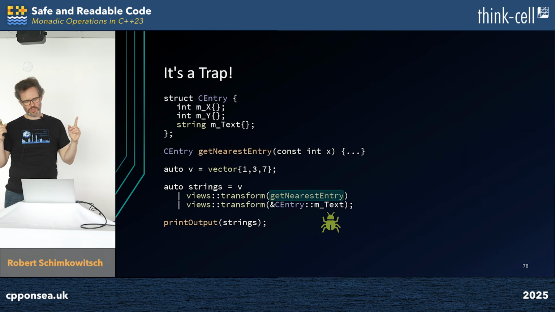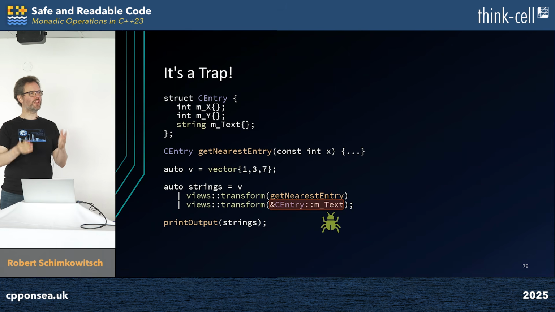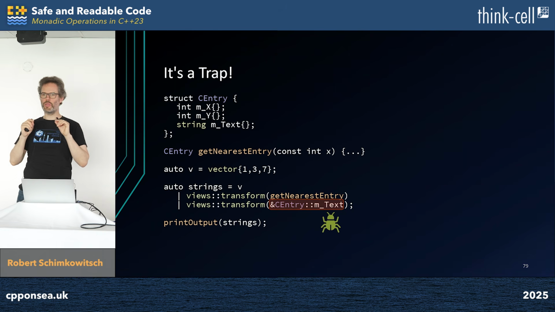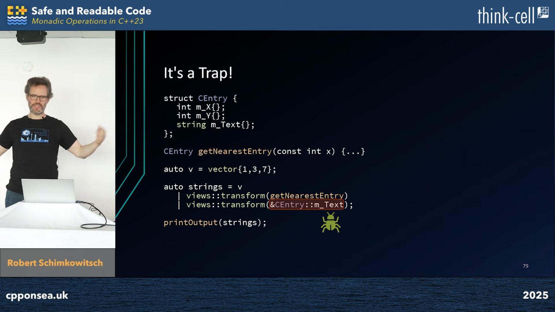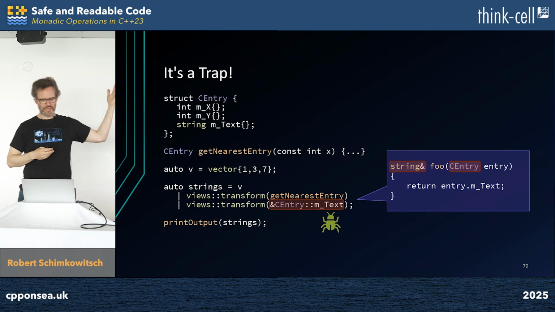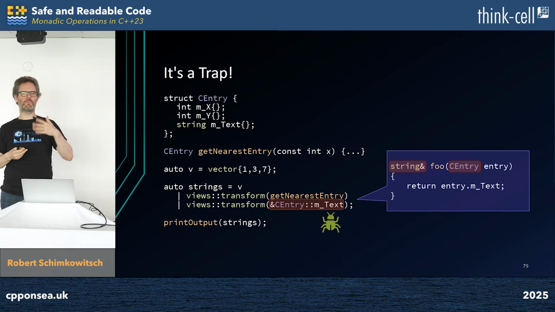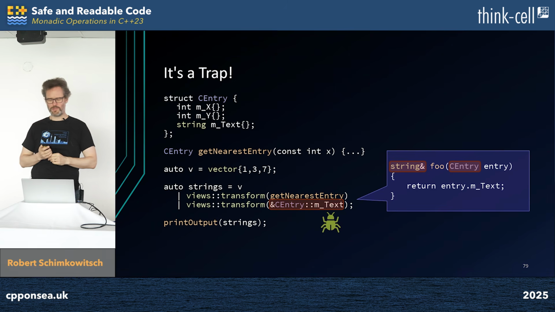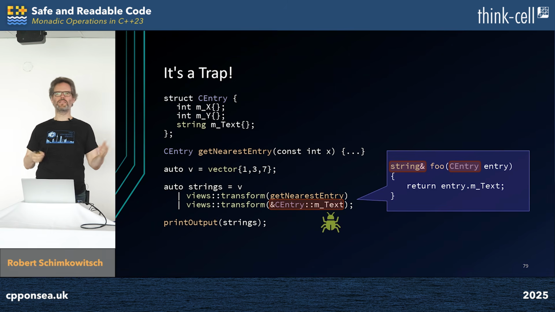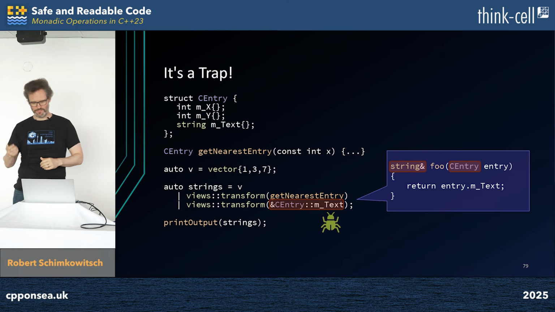Okay, so what's going on? The first transformation uses getNearestEntry, which returns a cEntry by value. The second transformation gets mtext, which gives you a reference to mtext, but the cEntries are temporary. We are sitting there with a dangling reference. It's a bit like a function like this. You input an argument by value, and you pass out a reference to one of its members. That's equivalent, but it's maybe harder to see in the pipeline, so always use sanitizers.